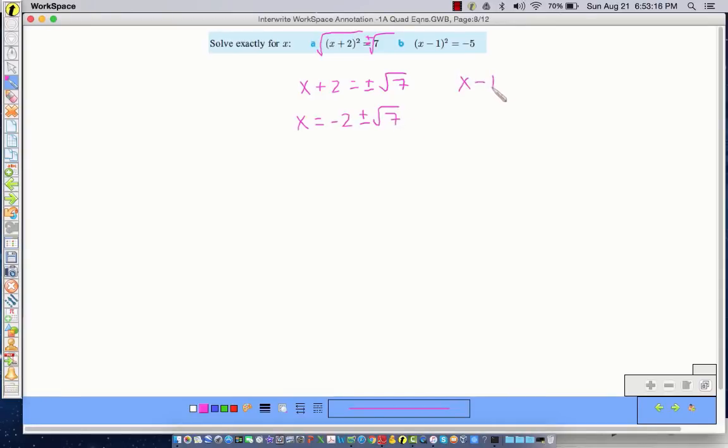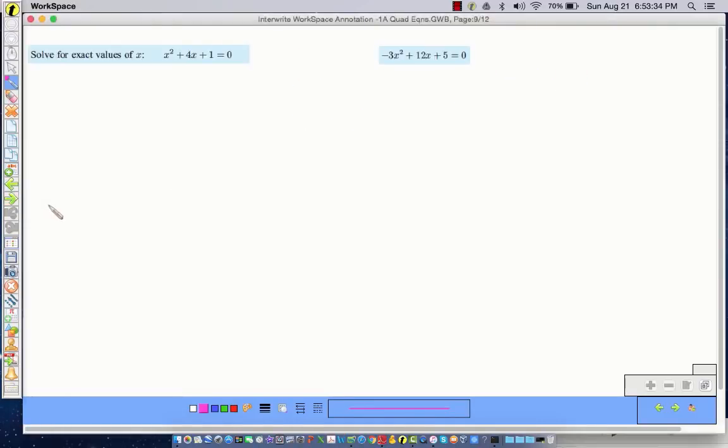Here, we would take the square root of both sides, and that becomes plus or minus square root of negative 5. We are in the real number system. We cannot handle the square root of negative 5. So for this one, there would be no solutions. Giddy up. All right. Next, what about this? Now here, is completing the square. We can't factor it.